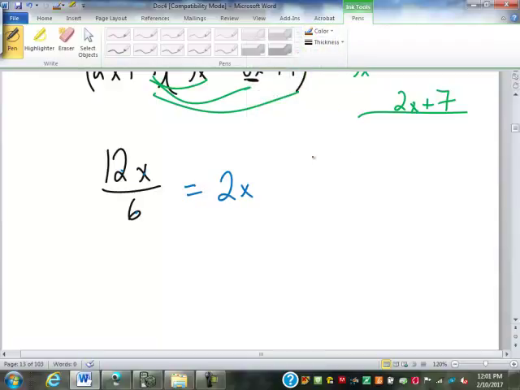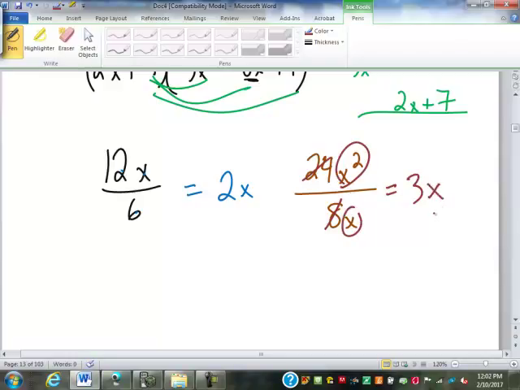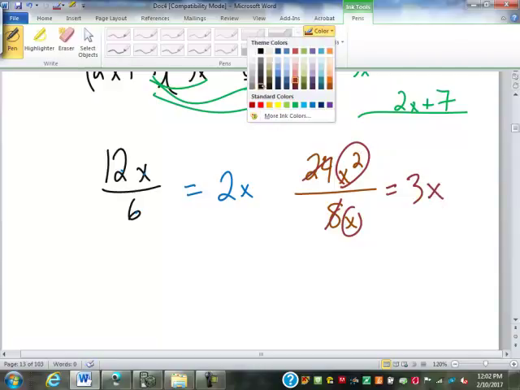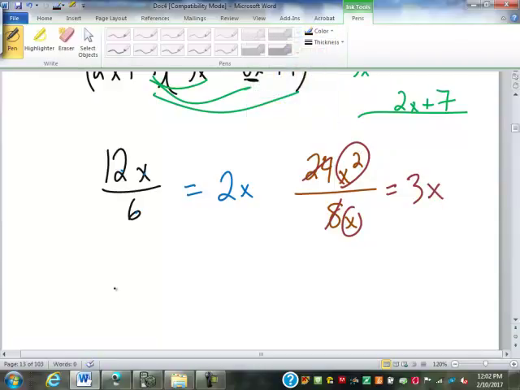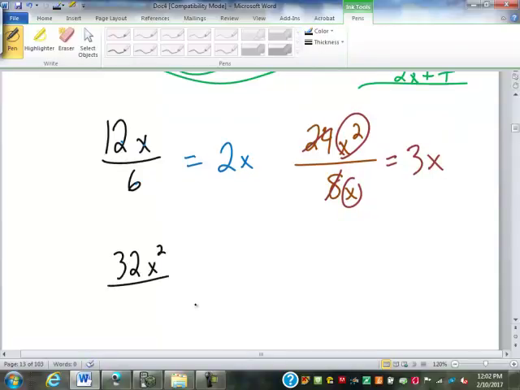If I have 24x squared divided by 8x, I can divide the counts. 24 divided by 8 is 3. X squared divided by x is x. Or I might have 32x squared divided by 4x squared. 32 divided by 4 is 8. X squared divided by x squared cancels out, so it's just 8.